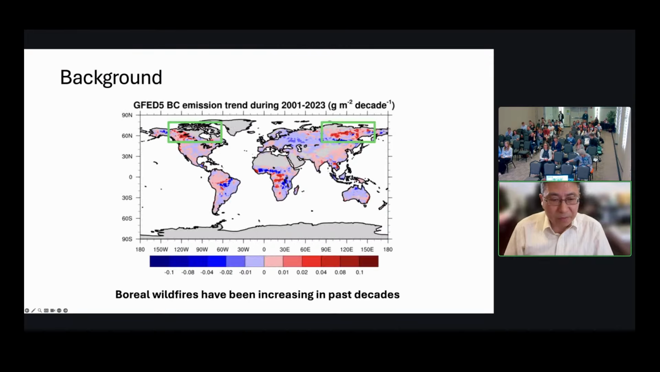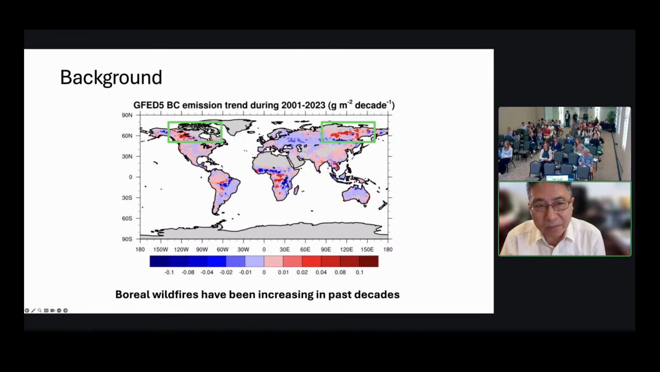We know that boreal wildfire has been increasing in the past decades. This is a figure showing the GFED black carbon emissions trend over the past 20 years, and you can see clearly that in the boreal regions, in Canada and also in Siberia, the black carbon emission has been increasing in the past 20 years.